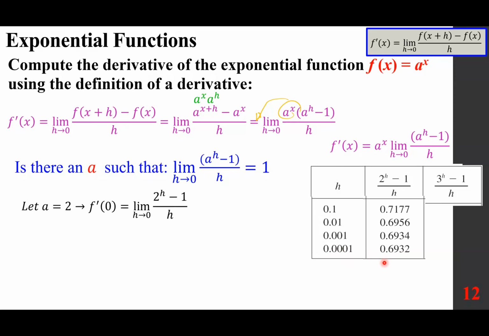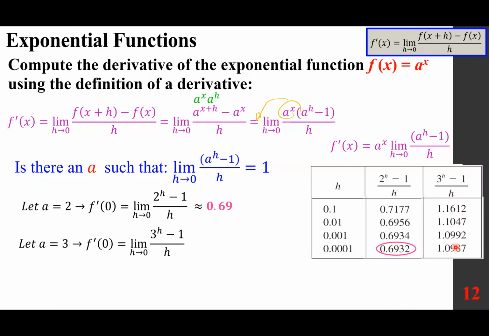And notice when a is 2, right? When the base is 2 here, 2 to the power of h, then, and by the way, this is f prime of 0 because if you plug in 0 here, this becomes 1. So f prime of 0 is this limit and seems to be this, and we're going to write 0.65. If you work on number 3, everybody, and again, you plug in this one into this, okay, then in that case, we seem to be getting close to this number, which is 1.10.